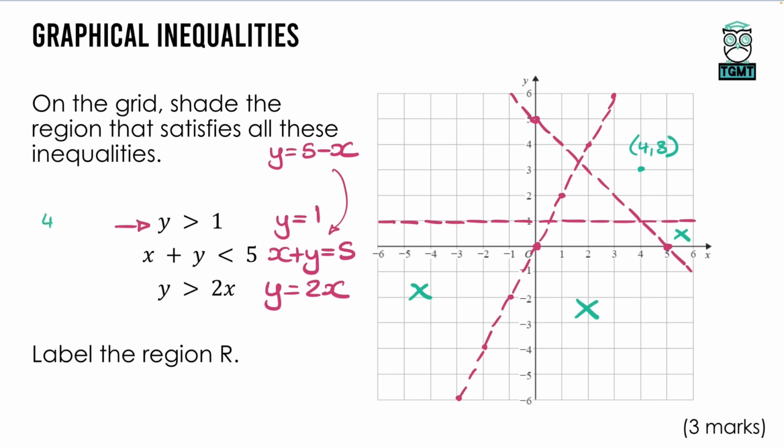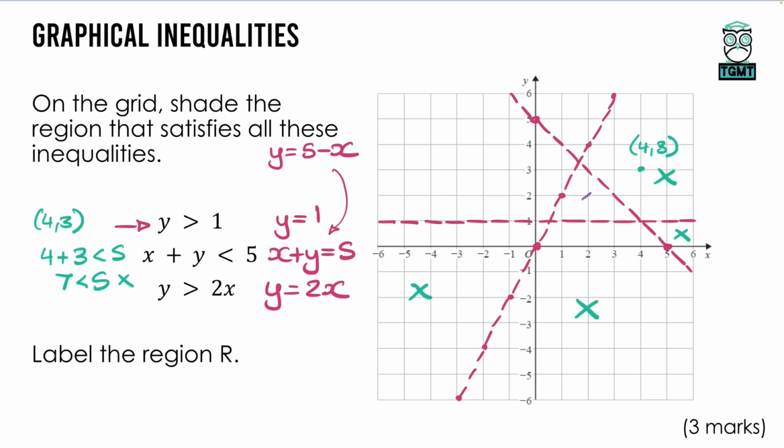So for 4, 3, x is 4, y is 3. So we would get in the first one here, 4 plus 3 is less than 5. Now 4 plus 3 is 7, and 7 is not less than 5. So we don't need to test it in the next inequality because that didn't work. So based on that one, it doesn't work. So I need to go for another region.